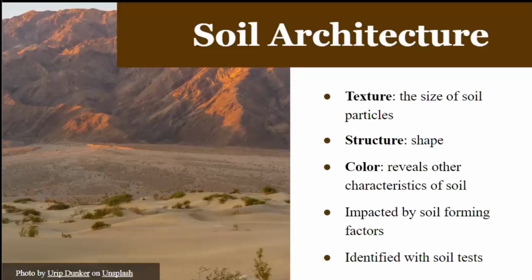There's color, which can reveal the mineral, ion, or organic composition of the soil, as it can suggest water content and affects radiation and absorption, thinking about different colors reflecting different amounts of light. And all of these things are impacted by the soil forming factors that I spoke to in the last slide. You can identify all of these characteristics using soil tests, which I'll get into later. But right now, I just want to cover a little bit in more detail texture and color. Are there any other questions before I do that?